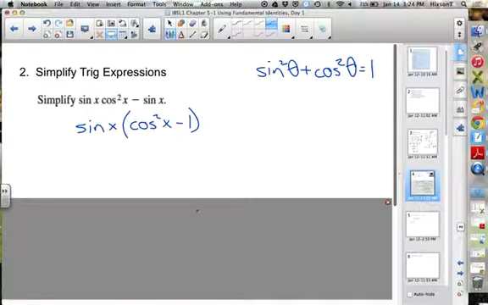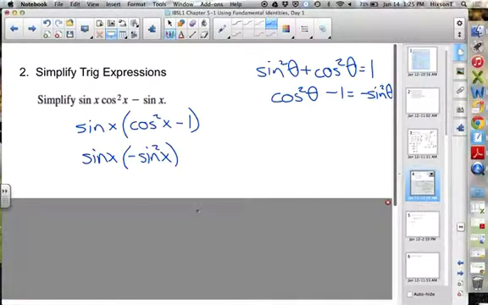So if you have cosine squared minus 1, you brought the 1 over here to the left, you've got to take the sine squared to the right, so it's a negative sine squared. Okay? But that's good here, because now we have sine of x times a negative sine squared of x. What does that end up equaling? Negative sine to the third. Very good. Negative sine to the third power. Okay? And that's a little simpler.